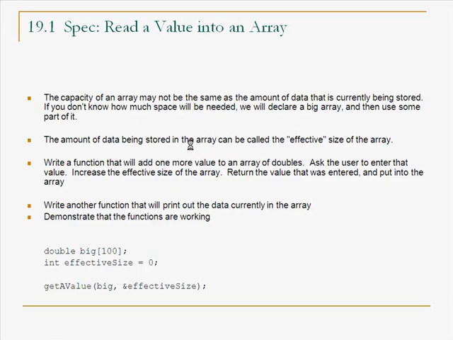Well, suppose that we have an array and we don't know how many elements we need at the beginning of the program, so we just declare some large array and we fill in the data into the array as we acquire it. So we have two things then: the size of the array is how much space was allocated for the array, and the effective size of the array is how much data there is stored in the array at any given time. So if you look at this declaration down at the bottom, we declare an array of doubles called big that has a size of 100 but an effective size of 0 because there's not any data in it yet.